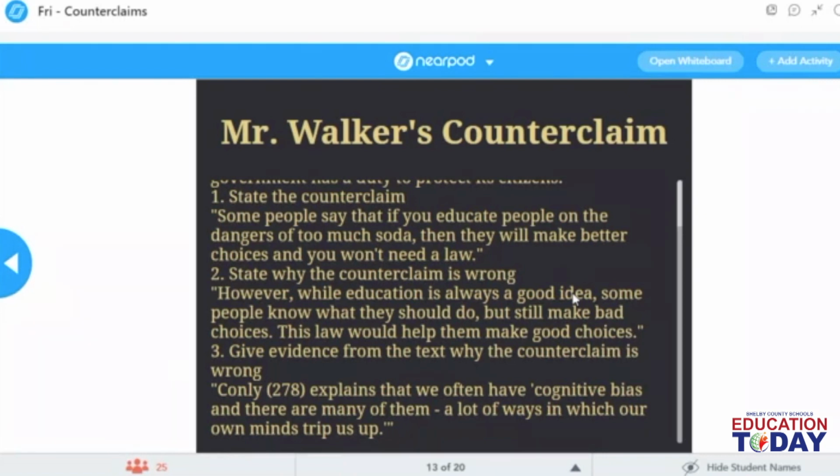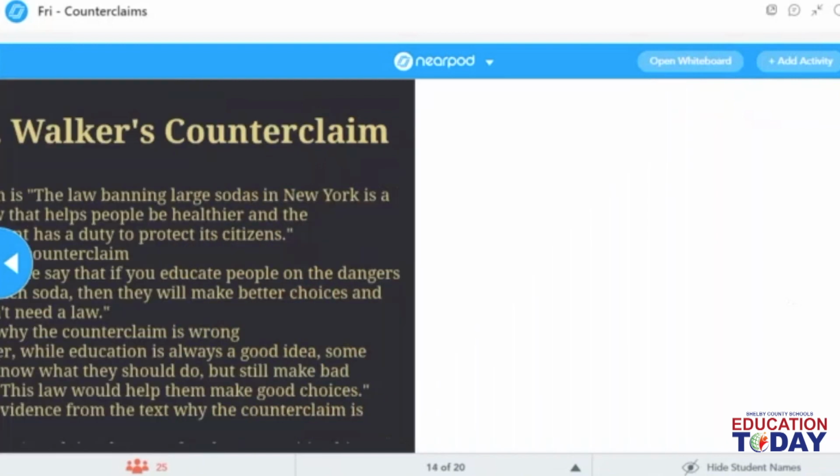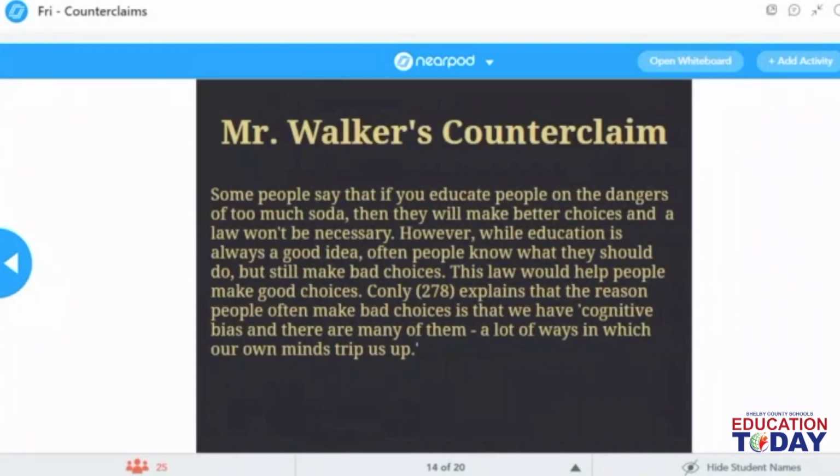So those are the 3 steps in the counterclaim. You state the counterclaim, then I state why the counterclaim is wrong, and then I give evidence from the text. So I'm proving, my evidence proves that educating people is not enough, because cognitive bias keeps us from doing the things that we intellectually know but still don't do. So you put it all together in one paragraph.